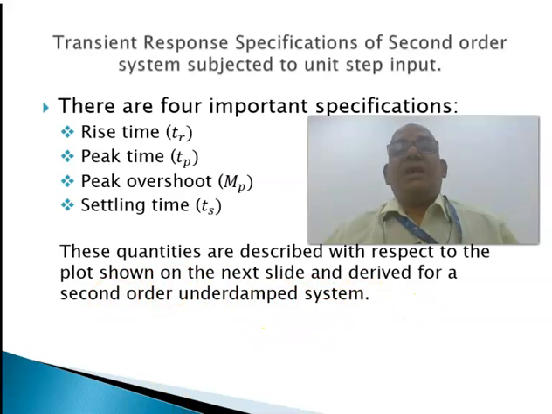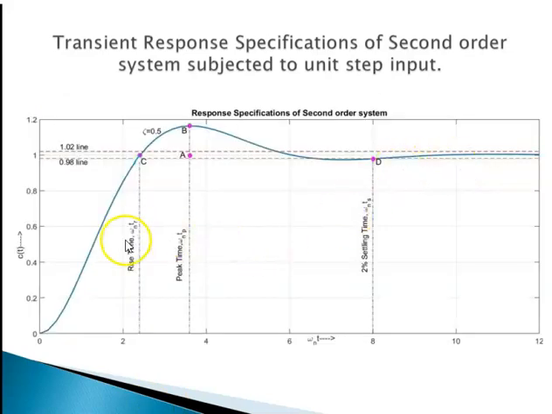The plot here shows the response of a second order underdamped system when it is subjected to a unit step input. You can see that the output rises, reaches a peak, and then comes down and then goes up and so on. It's oscillatory about a steady state value at 1, and that value of 1 is also the constant step input of 1.